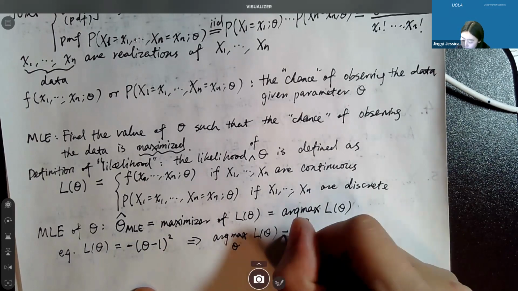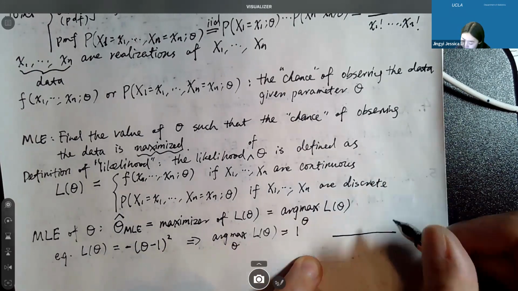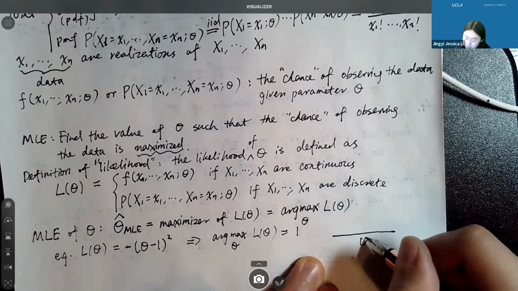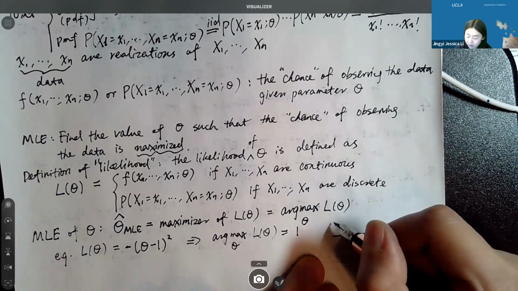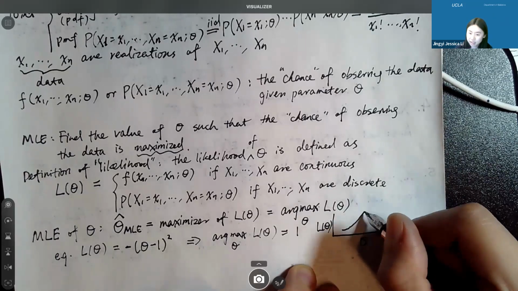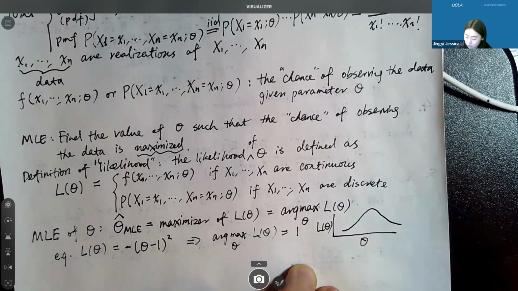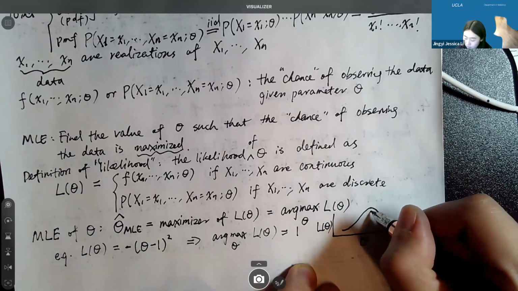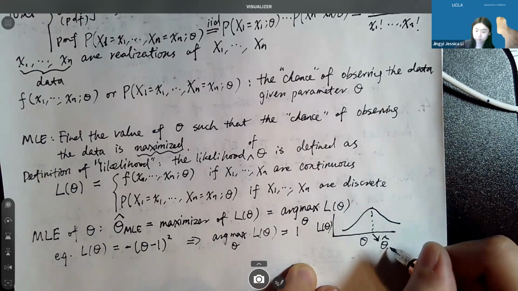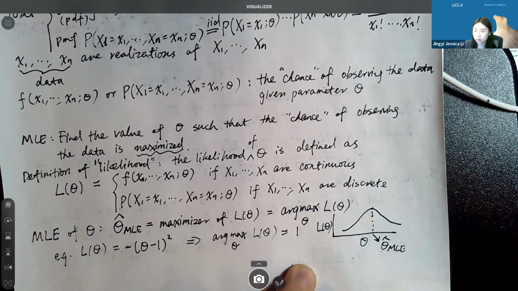Graphically, if the x-axis is theta and the y-axis is the likelihood value, and we have a curve like this showing how the likelihood function value changes with theta, then the maximizer is here. This is what we call theta hat MLE. It's where the likelihood function is maximized.